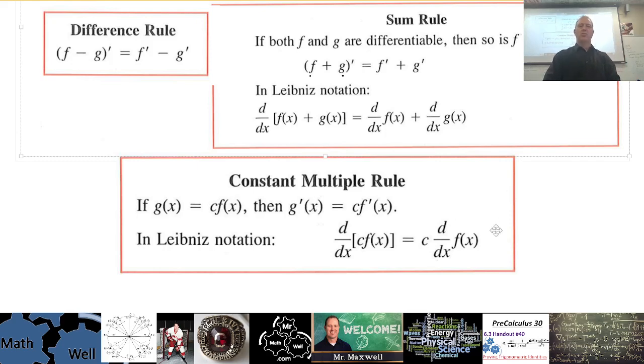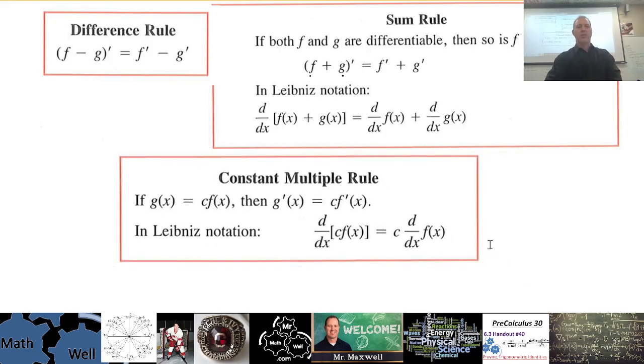But with the constant multiple rule, you'll see this in your book, and what it says is that if you have a constant that is multiplied in front of a function, when you take the derivative, it's just like removing the constant out in front of the derivative and multiplying by the derivative.